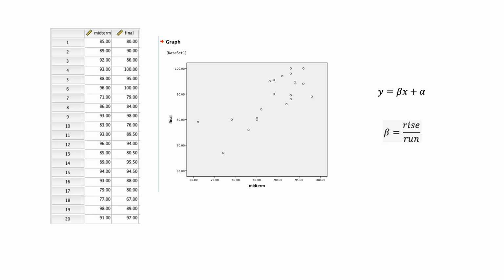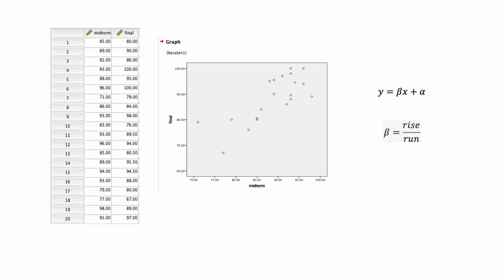So keep in mind from algebra that we can define any line as saying y, or dependent variable, is equal to some slope coefficient times x plus some y-intercept. In algebra, we reference that as y equals mx plus b, where m referred to the slope of the line and b referred to the y-intercept.